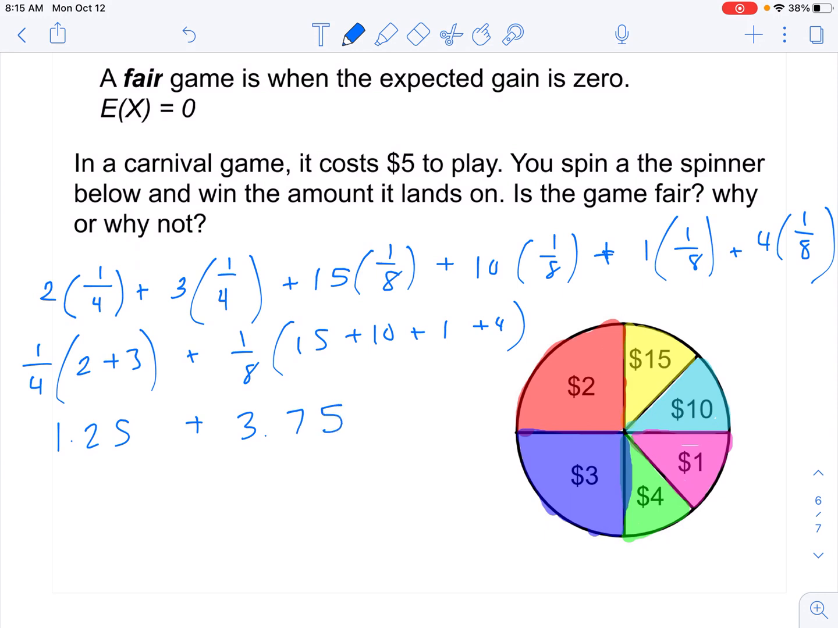And 1.25 plus 3.75 is $5. So the expected win is $5. So is this a fair game? Why or why not?